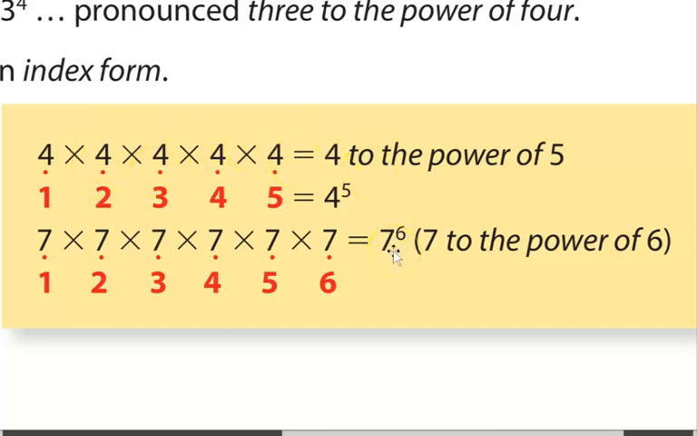And 7 to the power of 6 means 7 multiplied by itself 6 times. So it means 7 by 7 by 7 by 7 by 7 by 7.